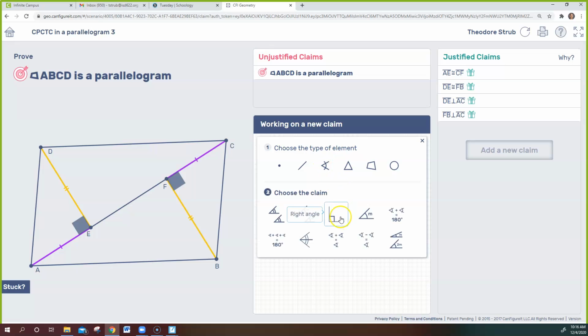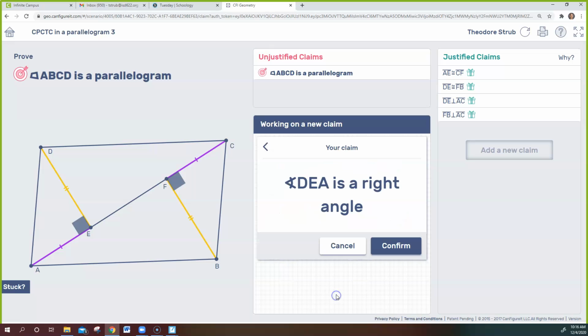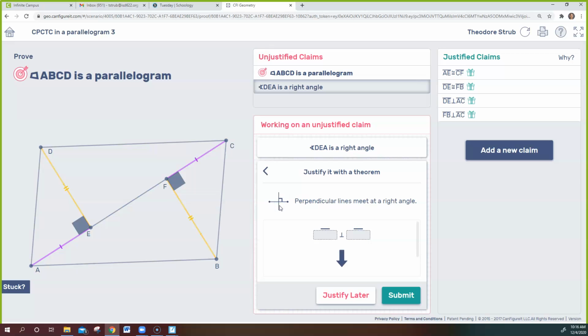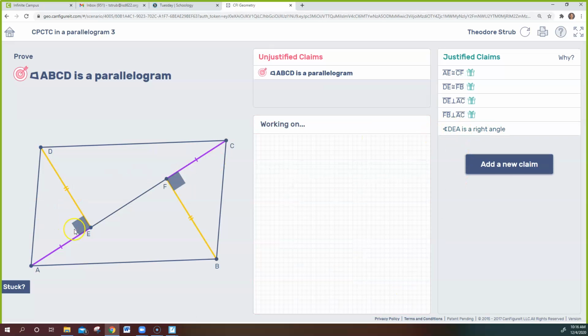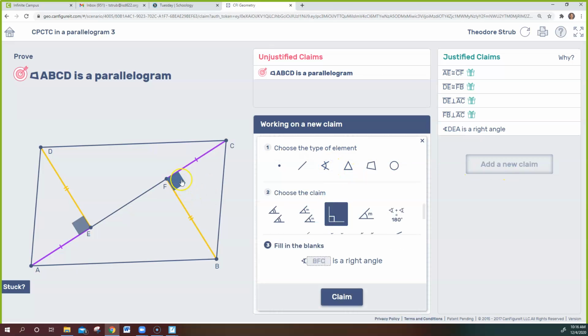I'm going to go to angles, and I want to prove that I have a right angle. And which one? It's angle DEA. Well, how do I know it's a right angle? Because they told me it was perpendicular. So I'm going to find perpendicular lines meet at a right angle. And then I have to pick the correct one. Now notice, if I pick the bottom one, that proves that this one is a right angle. I need the one that highlights this angle. So snap that into place. That shows it's a right angle. So now I know that this is a right angle, and I got to do the same thing over here. So angle, right angle, angle BFC.